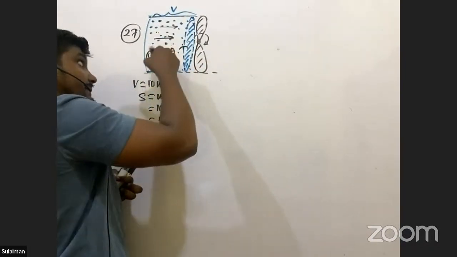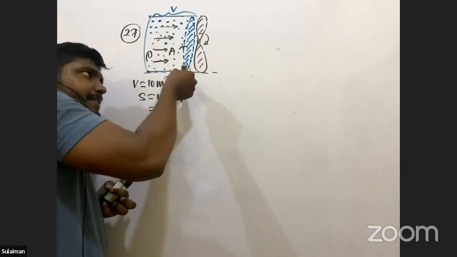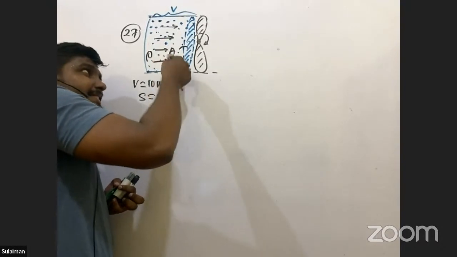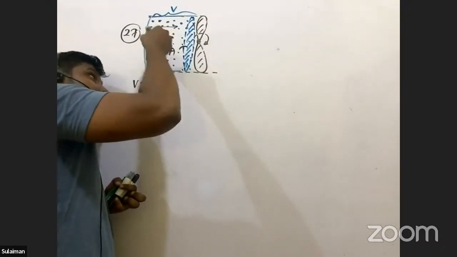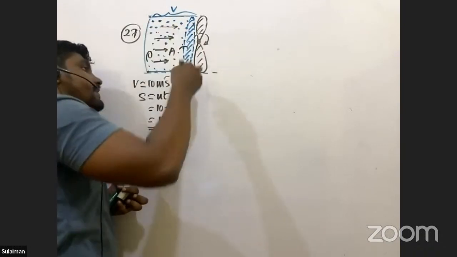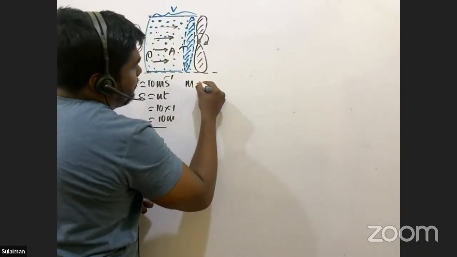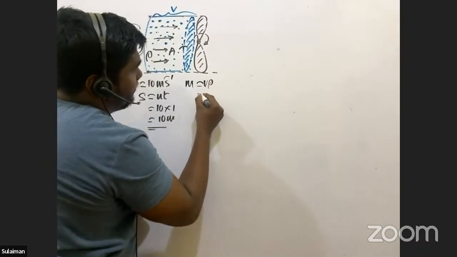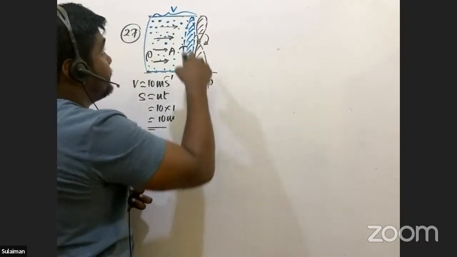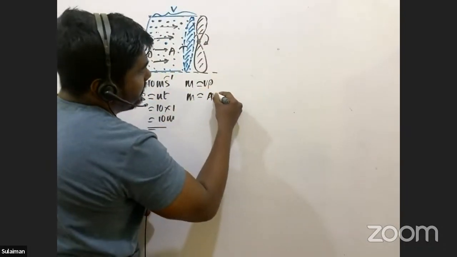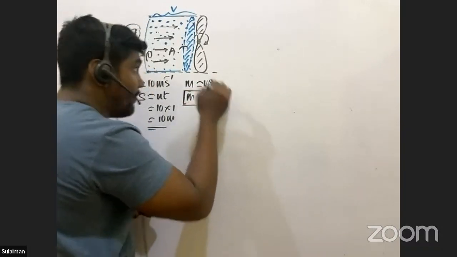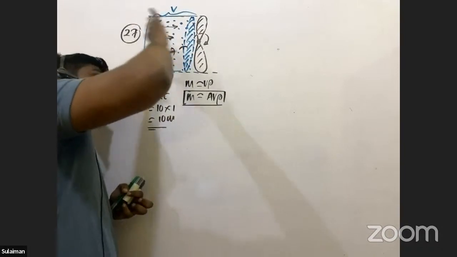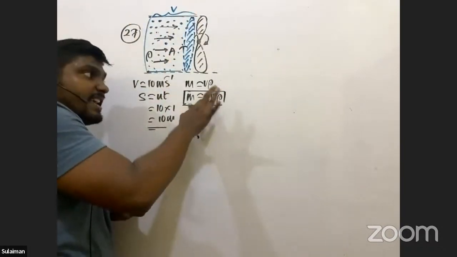If the density of the wind is rho, and I ask every 1 second, what is the mass of wind passing to the blades? If not, what is the mass of the wind colliding on the blades? How do you find that? Mass equals volume into density. Volume means area into velocity. Density is rho. Every 1 second, the mass of the wind passing through, colliding on the blades, is A V rho.